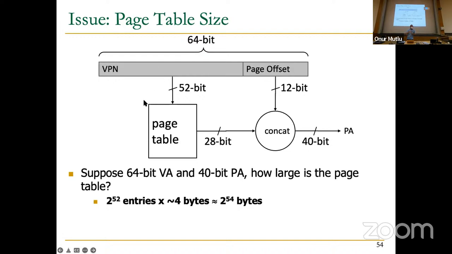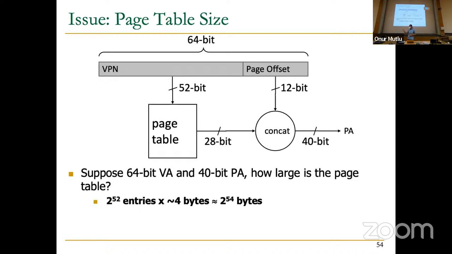You basically have to have one entry for every virtual page number. That's 2 to the 52. Assuming each entry is a modest 4 bytes, you need 2 to the 54 bytes. How many of you have 2 to the 54 byte memory in your pocket, right? No, not even SSDs have that size, right? I mean, 2 to the 54 is, what is that? Is that 16 petabytes? I think so, yeah, 16 petabytes.